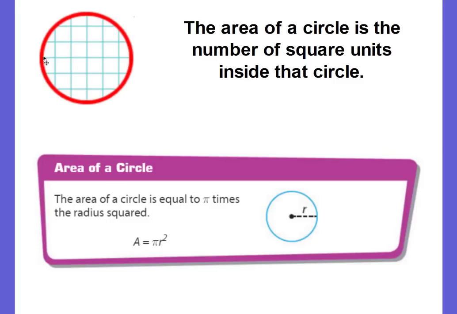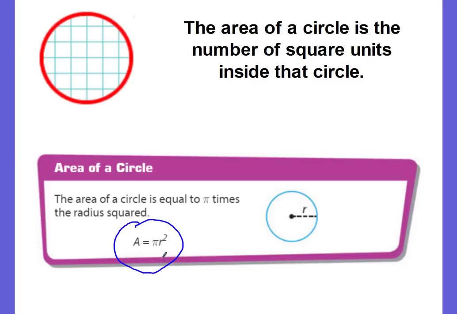The area of a circle is the number of square units that are inside the circle. You could try to count them, but it would be kind of hard because in this circle there are parts of square units and the parts are not all the same size. So we have a formula. The formula to find the area of a circle is right here.